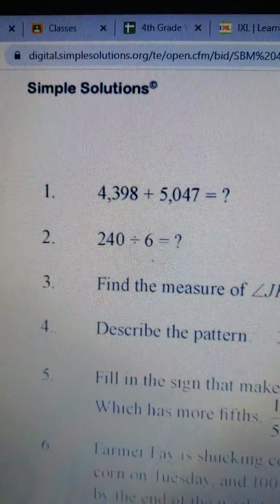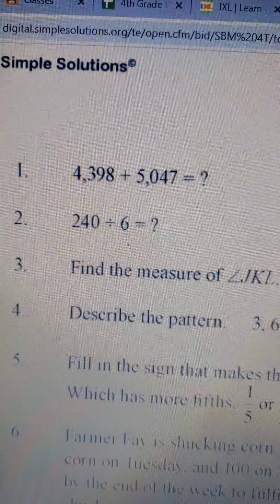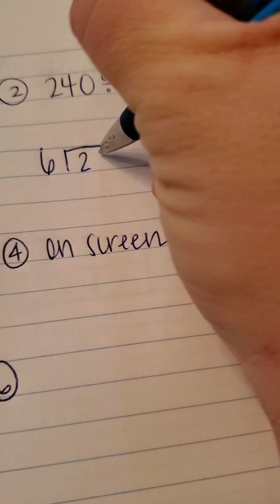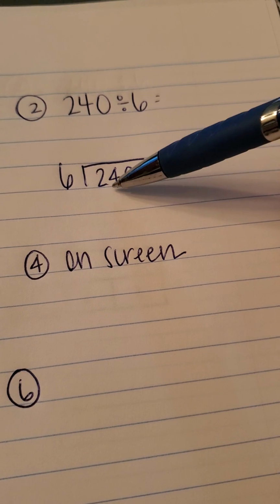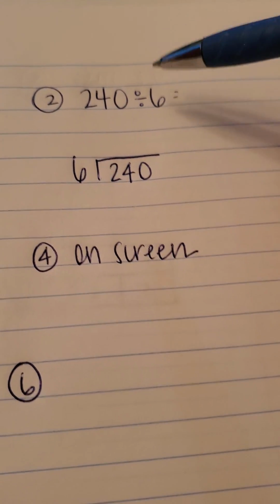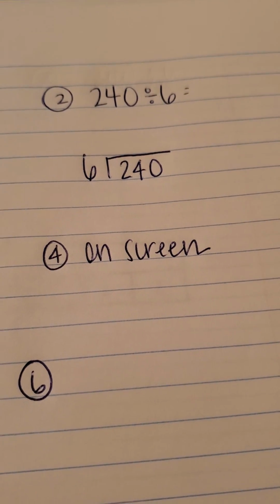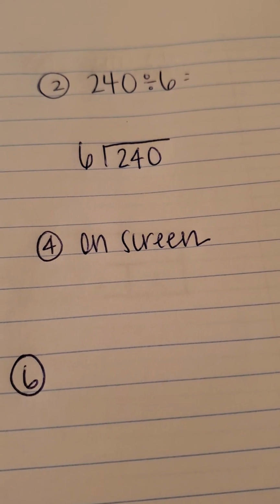Number 2, 240 divided by 6. Okay, so we're going to do this one on paper. Remember, I like to write my division problems like this. Helps me see it better. Okay, how many times can 6 go into 2? 0, that is correct. Okay, so how many times can 6 go into 24? So 6 times what equals 24?